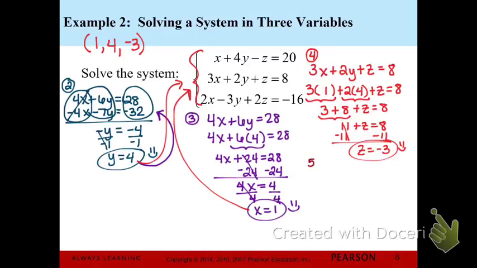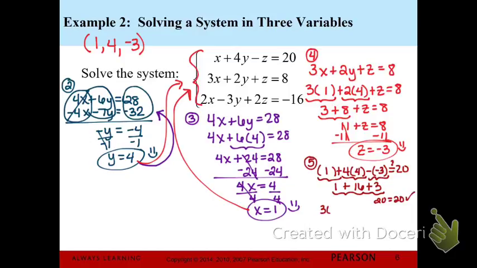All right, so step 5, we have to check. So I'm going to take the first equation, X plus 4Y minus Z, and we want to know, is that equal to 20? So plug in your X, Y, and Z. And so you get 1, positive 16. What's minus the negative 3? Plus 3. And what's 1 plus 16? 17. Plus 3, 20. So it works. It's good for the first one.